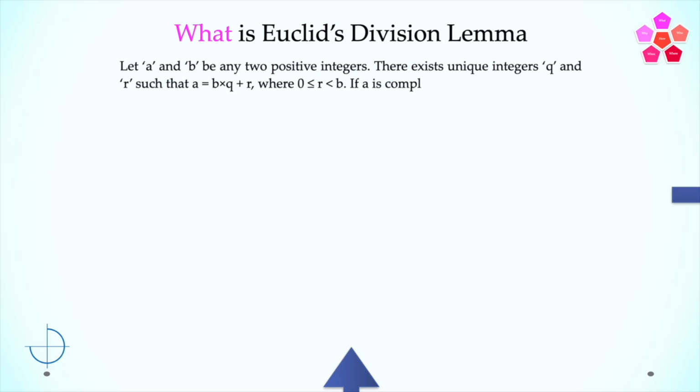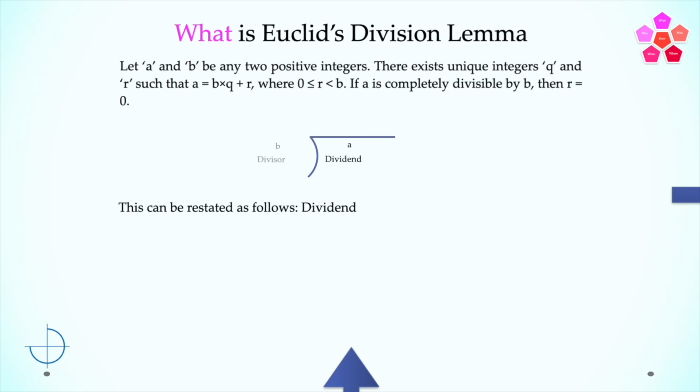If a is completely divisible by b, then r is equal to 0. This can be restated as follows. Dividend, which is a, is equal to divisor, which is b, into quotient, which is q, plus r, which is the remainder. So a is equal to b multiplied by q plus r.